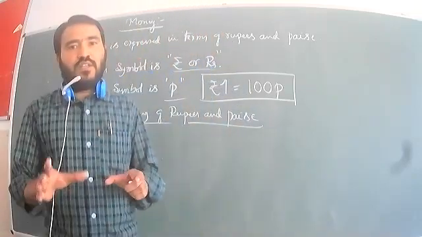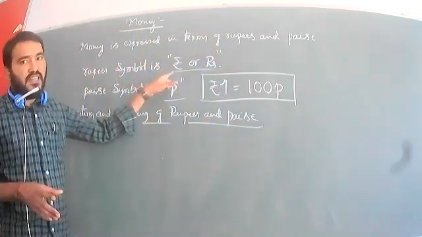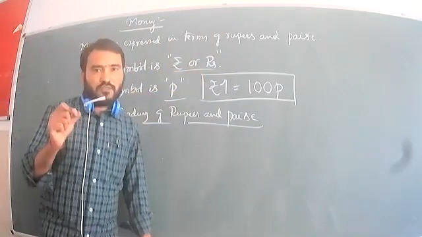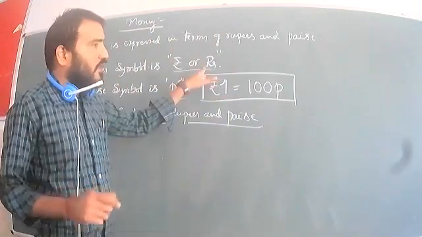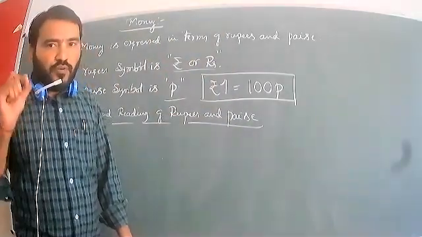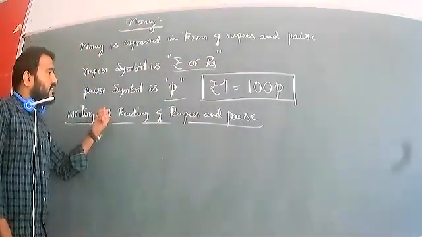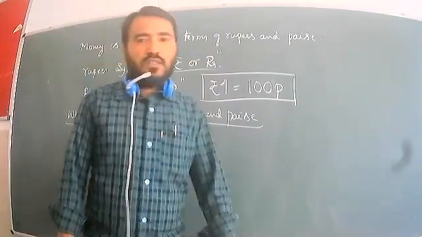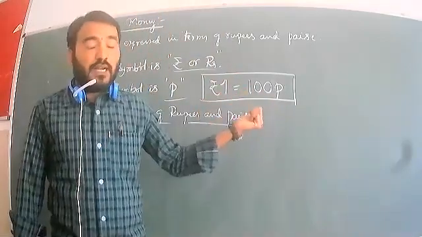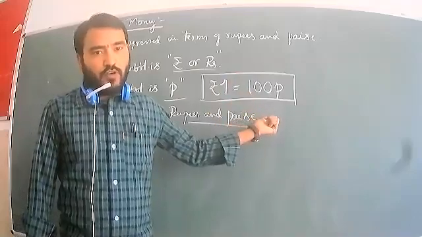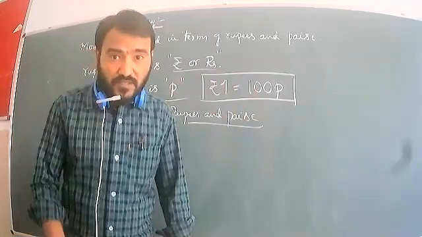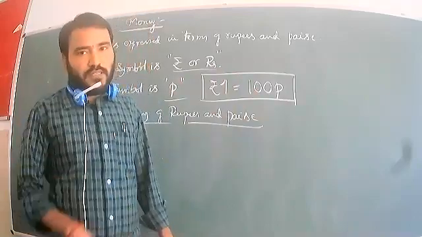The rupees symbol is the Hindi letter Ra, and the short form is Rs, with a capital R and a small s. That is called the symbol of rupees. The paisa symbol is p. We know that 1 rupee equals 100 paisa. Last class I told you about this. We have already discussed how many 20 paisas and 50 paisas make 1 rupee.